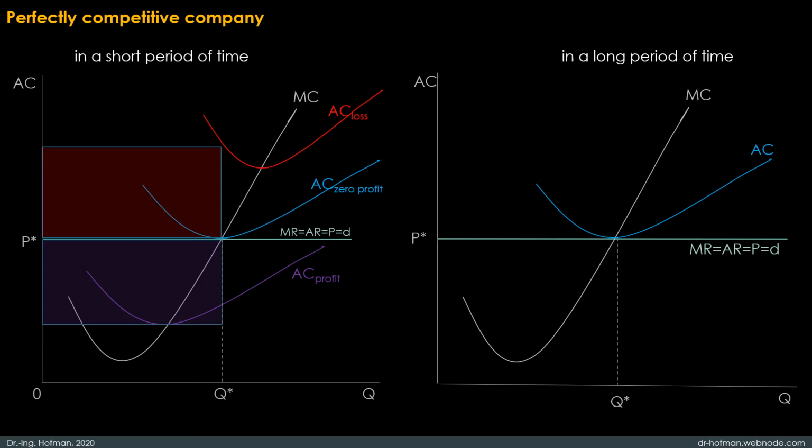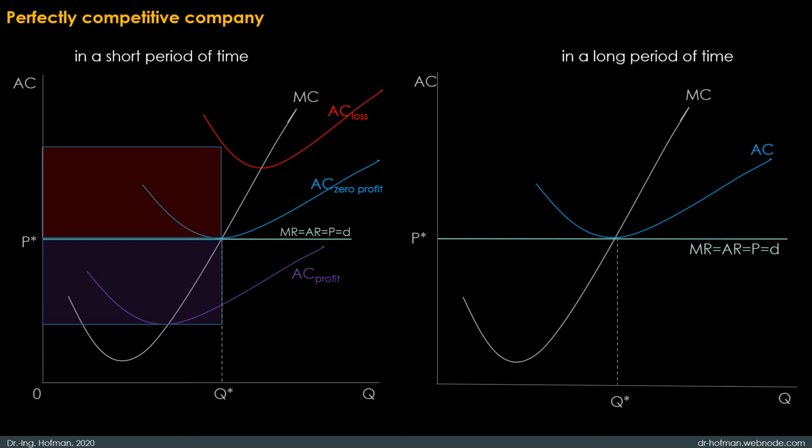In perfectly competitive company, you can have two situations. On the left, you can see the graph for short run, a short period of time. On the right, you can see the graph for a long period of time, so long run. In a short run, if the average cost is above the average revenue, the firm makes a loss. It's shown in the red. The loss is equal to the red shaded area.